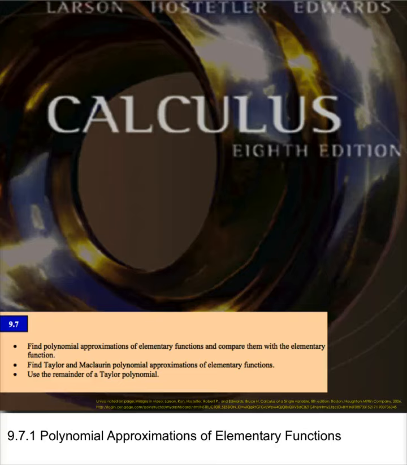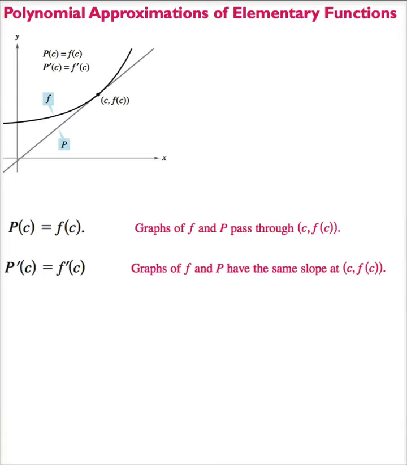Let's look at some polynomial approximations of elementary functions. Now we've already done a first order approximation. A first order approximation is a tangent line.